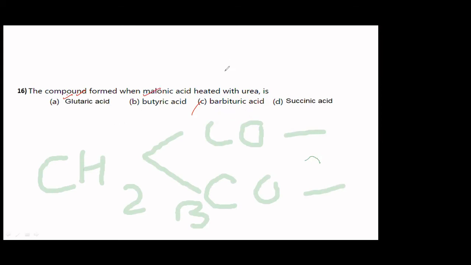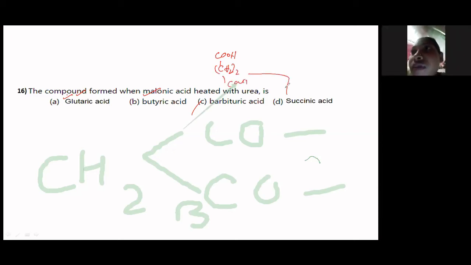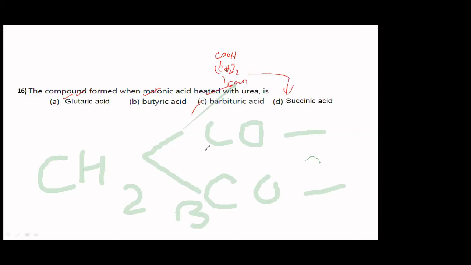Succinic acid is 1,4-dioic acid. COOH, CH2 twice, COOH. This is your succinic acid. Barbituric acid is this. Okay. So malonic acid, what is the formula for malonic acid? It is this. That's correct. It is propane 1,3-dioic acid. That is what is your malonic acid.